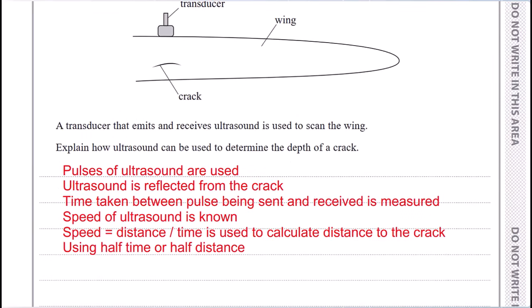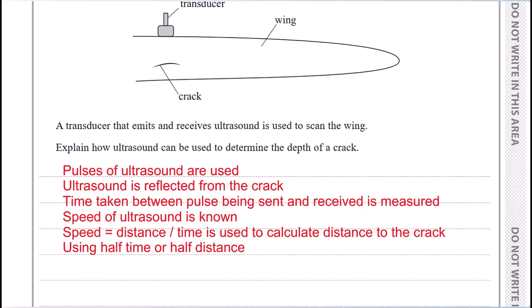Ultrasound is always sent in pulses, and there is a whole topic of discussion regarding why ultrasound is sent in pulses. We'll come to that later. The pulses of ultrasound are reflected from the crack, and sometimes you have to mention why it gets reflected from the crack: because there is a difference in density. In this marking scheme, they did not specify why the pulse gets reflected from the crack. But I have seen in several other years, you have to specify, and this is of course included in the fact sheet. Time taken between pulses being sent and received is measured.